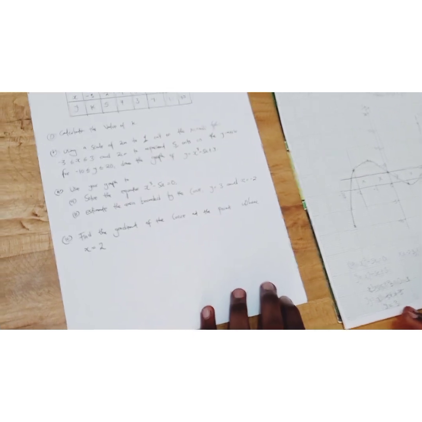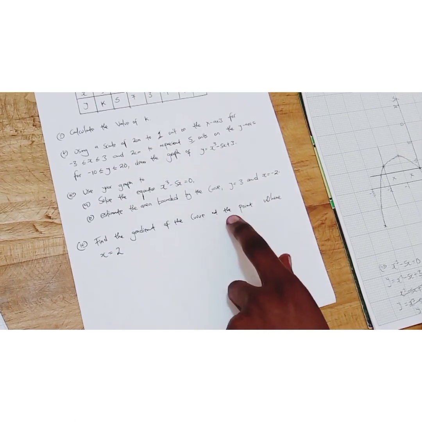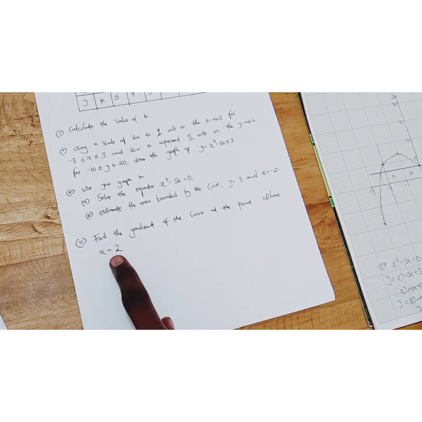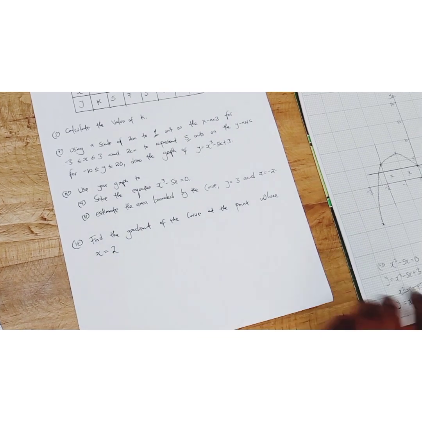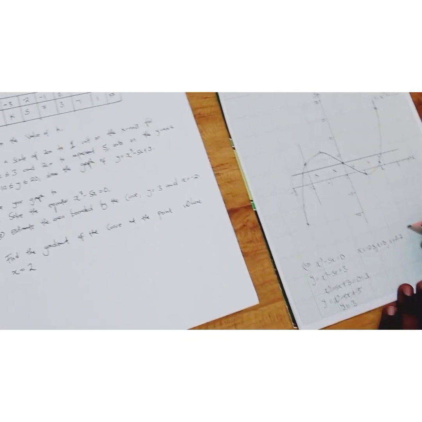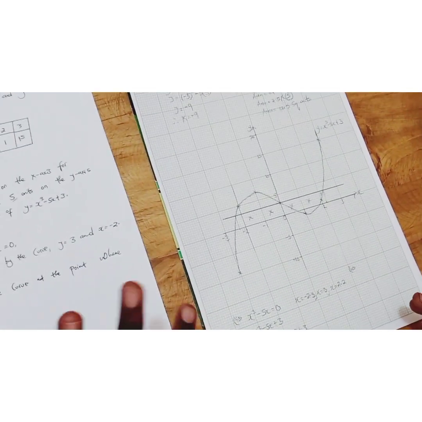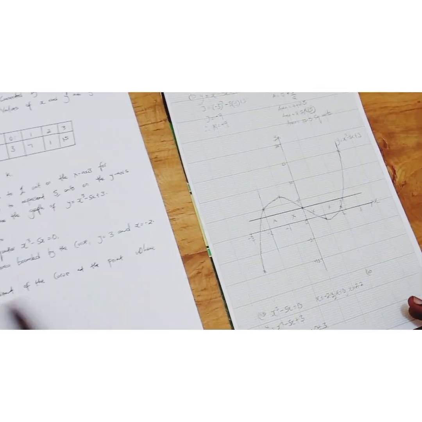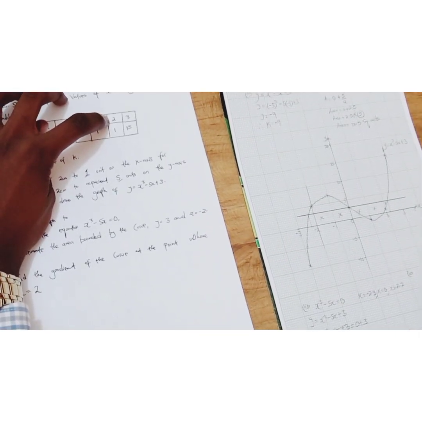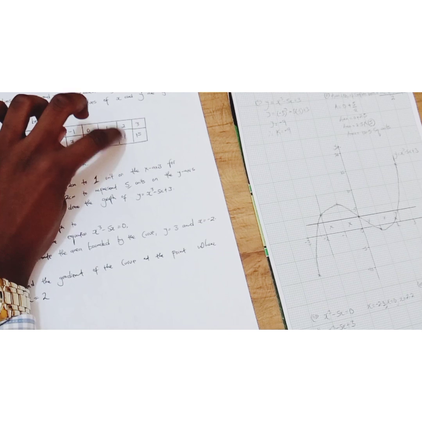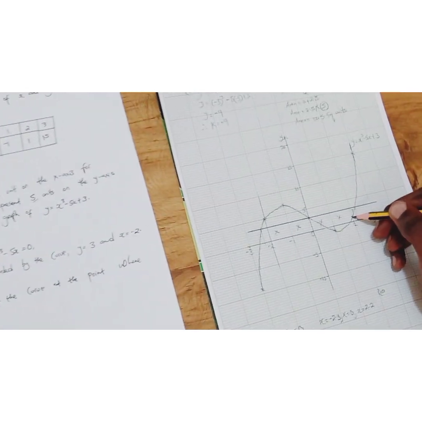Let's look at the final question. Find the gradient of the curve at the point where x is equal to 2. You remember the formula for gradient. But first we have to draw the point. At the point where x is equal to 2, this is the point, 2, 1.